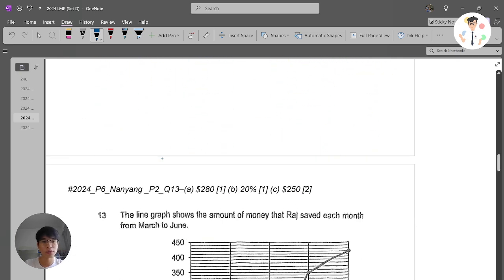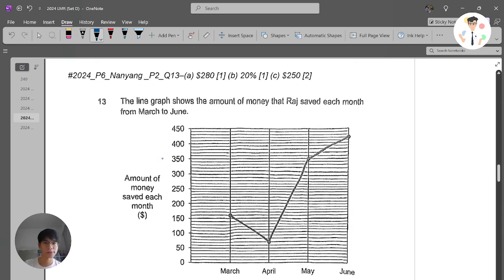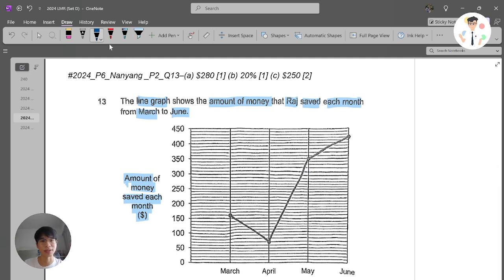And our next question is from Nanyang Paper 2, question 13. And it's about graph. Okay, it's not a very difficult question, but it's again worth revising. So the question here says that the line graph shows the amount of money that Raj saved each month from March to June. So the amount of money saved each month is in dollars. Then we can just identify what is the value here. Then you get exactly what is the amount being saved. This question is actually considered very kind. They give you the amount, you just need to identify.